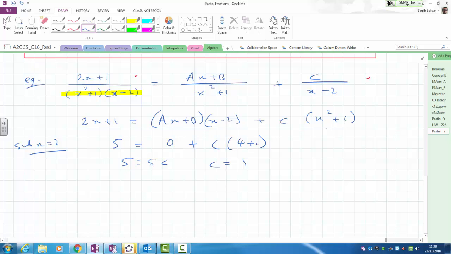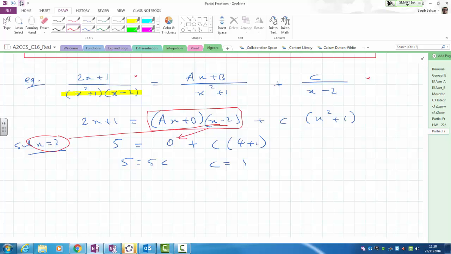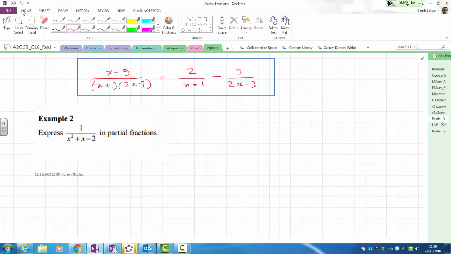Sorry? If x is 2, then it should be 2a plus b. No, because I know that this part here is just going to give me 0. That's why I've chosen 2. We've chosen 2 because we've got x minus 2 here, and 2 taken away 2 is 0. So I know that's the reason why we've chosen 2, to make this whole part equal to 0. Is that okay?